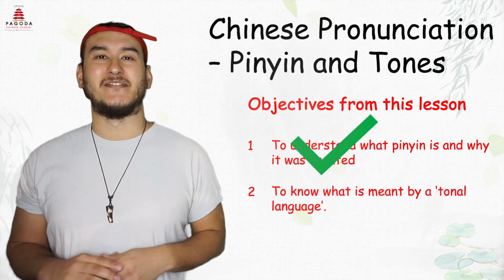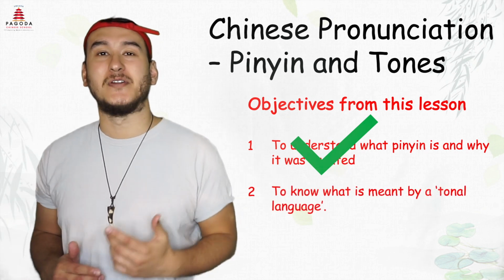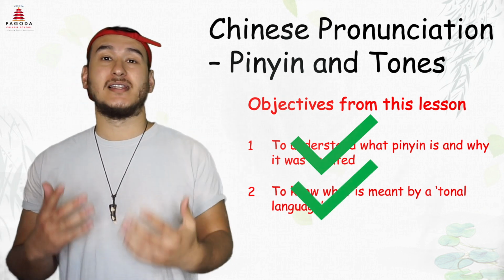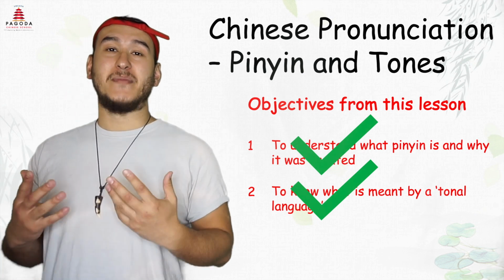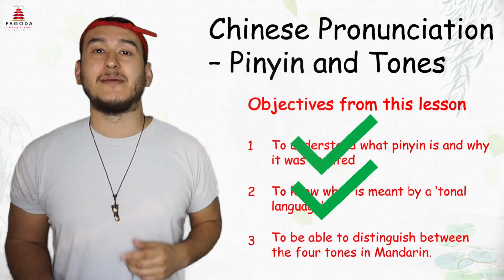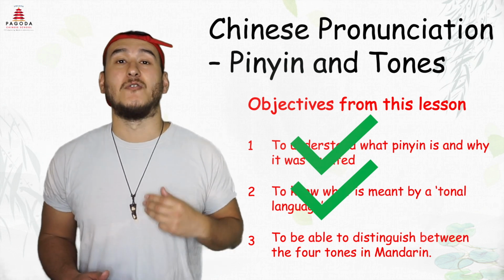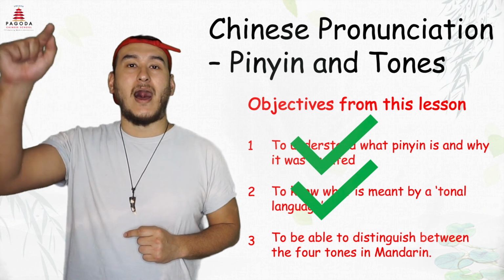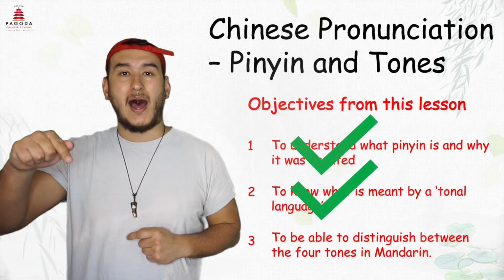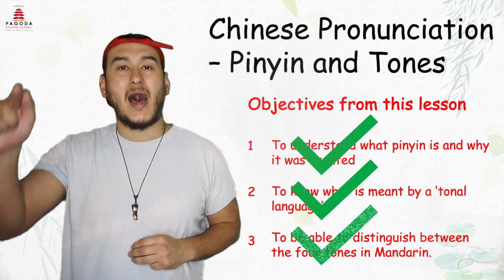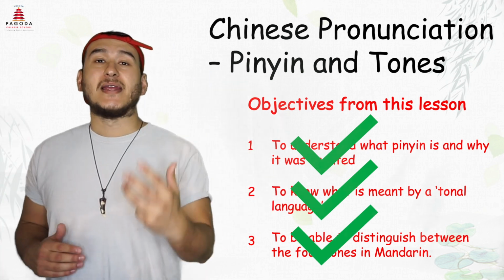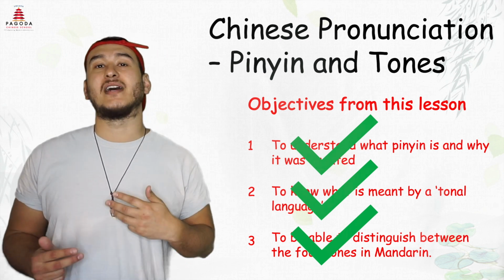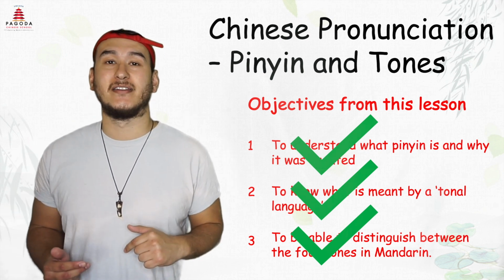And the second objective, to know what is meant by a tonal language. Okay, so now we understand that there's 4 different tones we can apply to words or syllables in Mandarin to convey a totally different meaning. And the third objective, to be able to distinguish between the 4 tones. So, using the syllable ma, we have ma, first tone, ma, second tone, ma, third tone, ma, 4th tone. Let's make sure we're putting the time and practice in on our own so that before the next lesson, we already have a solid foundation from this lesson.